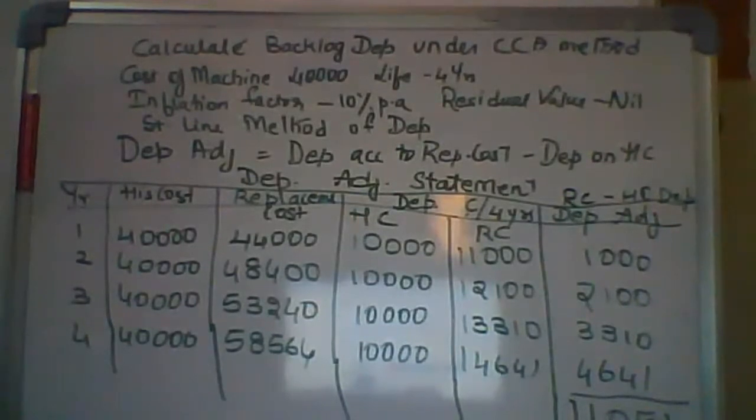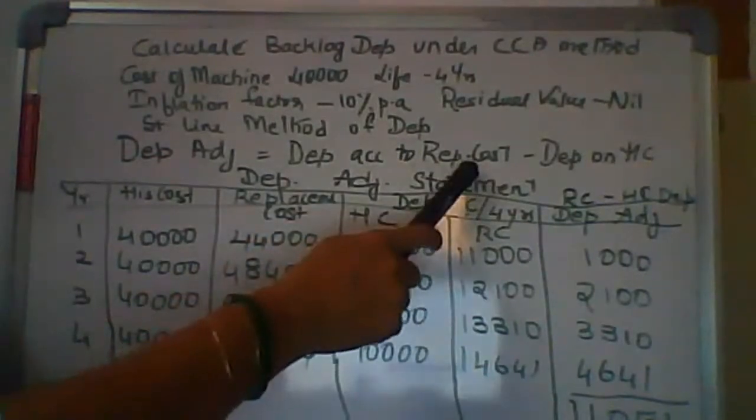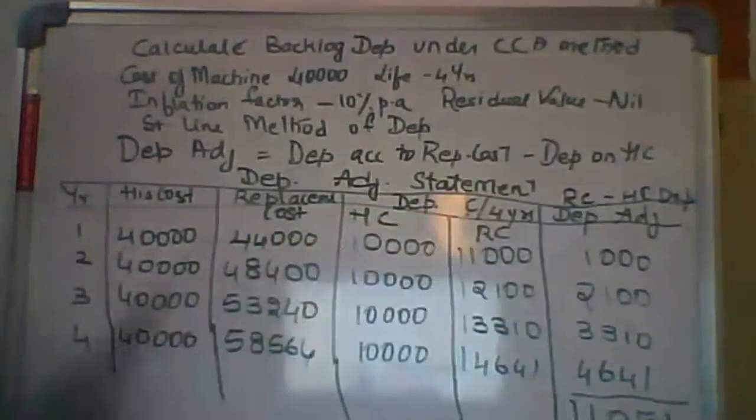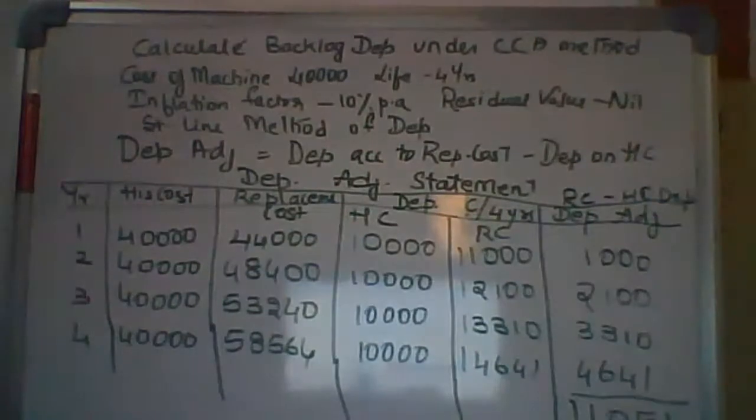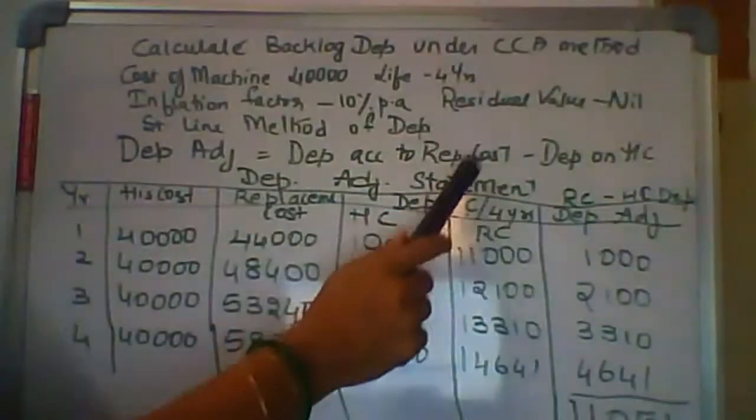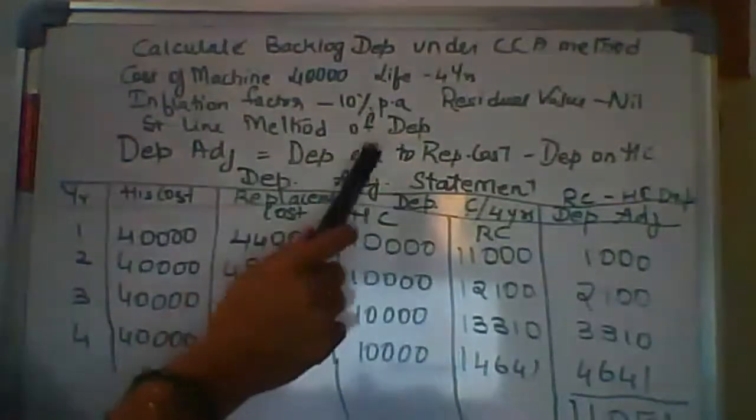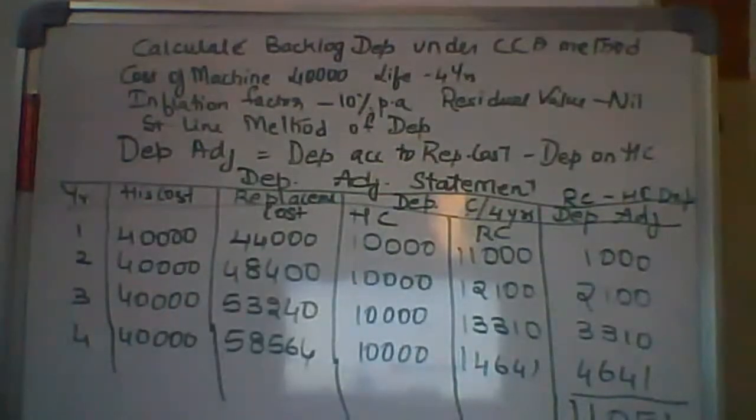I repeat that again. In order to find out backlog depreciation, first you should do depreciation adjustment. How to do depreciation adjustment? Depreciation adjustment is depreciation according to replacement cost minus depreciation according to historical cost. So first I should know how much is historical cost and how much is replacement cost. Then I should know how much is depreciation on historical cost and how much is depreciation on replacement cost.